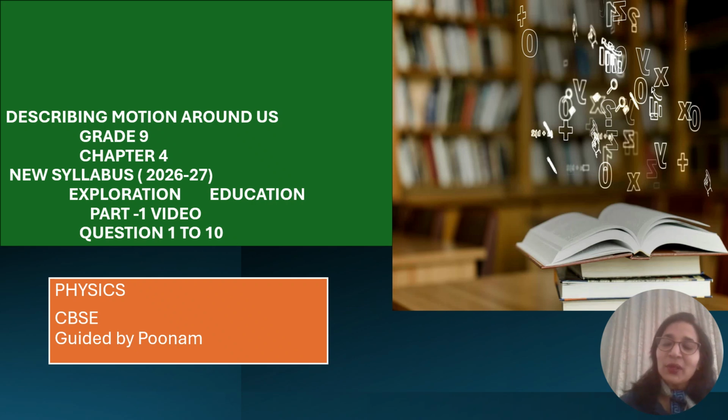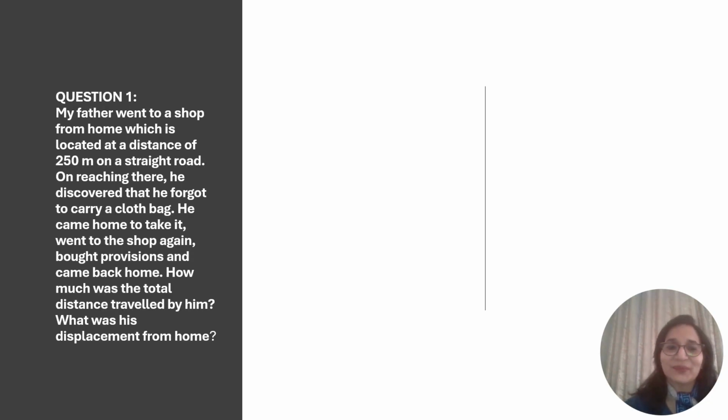So today we are going to discuss the new syllabus which has come for grade 9, chapter number 4, describing motion around us. And this is part 1 video where I will be discussing step by step all the questions which are end of unit, question number 1 to 10. Let's understand question number 1.